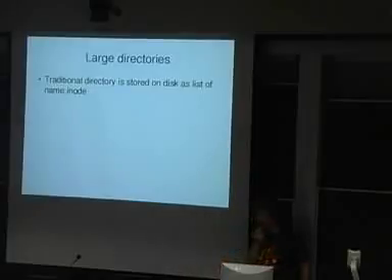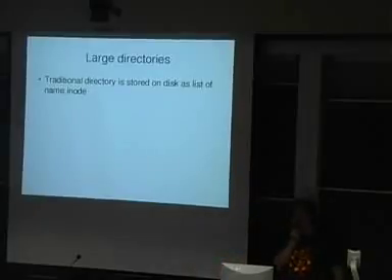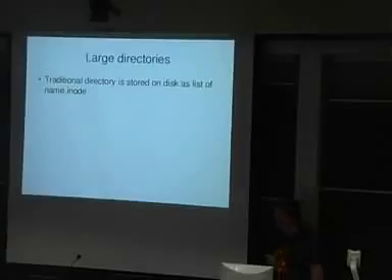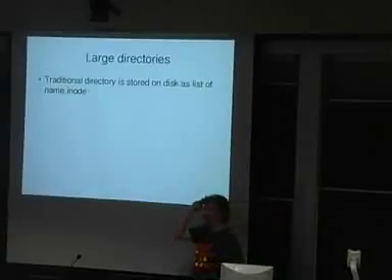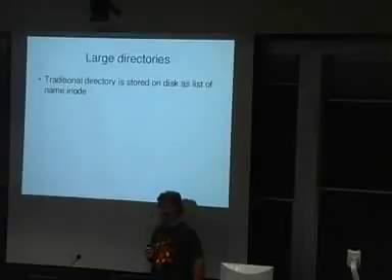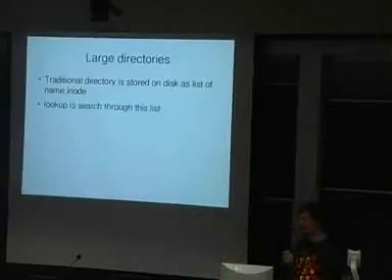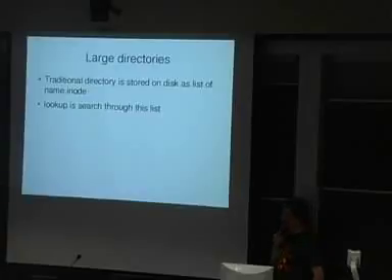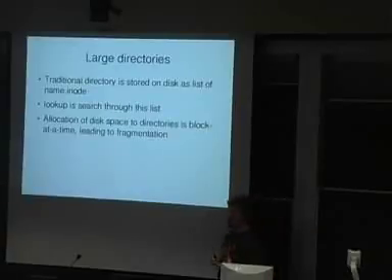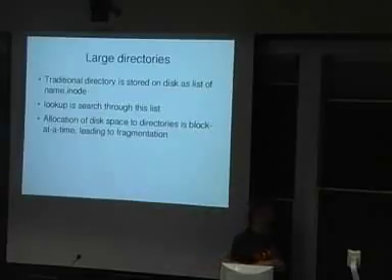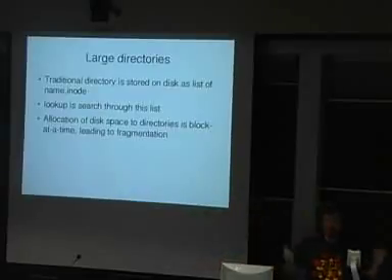Large directories. Traditionally a directory is stored on disk as a list of name and inode. Is this ordered? So what kind of search operation are we doing? So that's the best thing possible, right? You look through an unordered list from disk. So lookups are searched through the list, and typically allocation of disk space to directories is done a block at a time. Or if you're lucky, there's some batching.